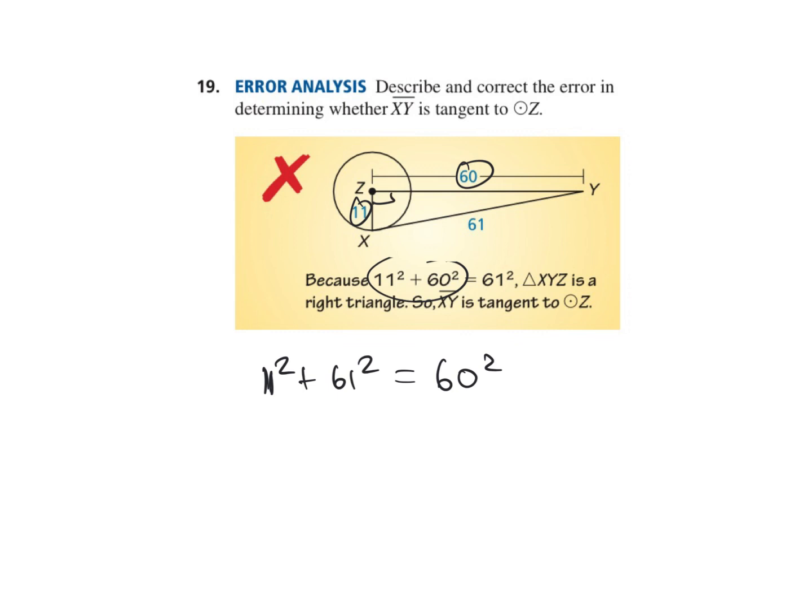Sure does. Okay, and so what did they do here? Because 11 squared plus 60 squared equals 61 squared, they're saying the XYZ is a right triangle. So XY is tangent. No, okay, so that's what they did wrong. They did put the two, 60 and 11, as legs and prove that this is 90 degrees. But in order for XY to be tangent, this angle has to be 90 degrees. So they misunderstood what was going on here. So XY is not tangent is the correct answer.